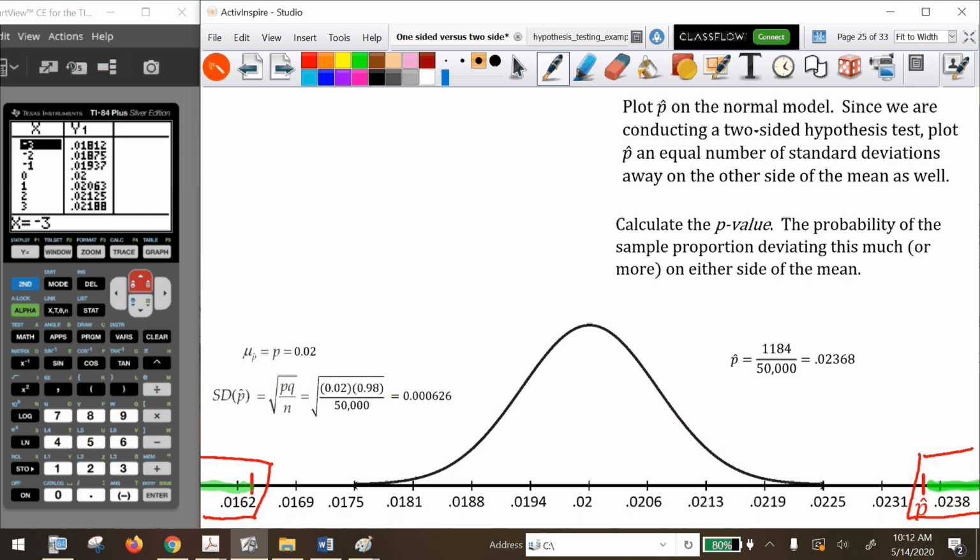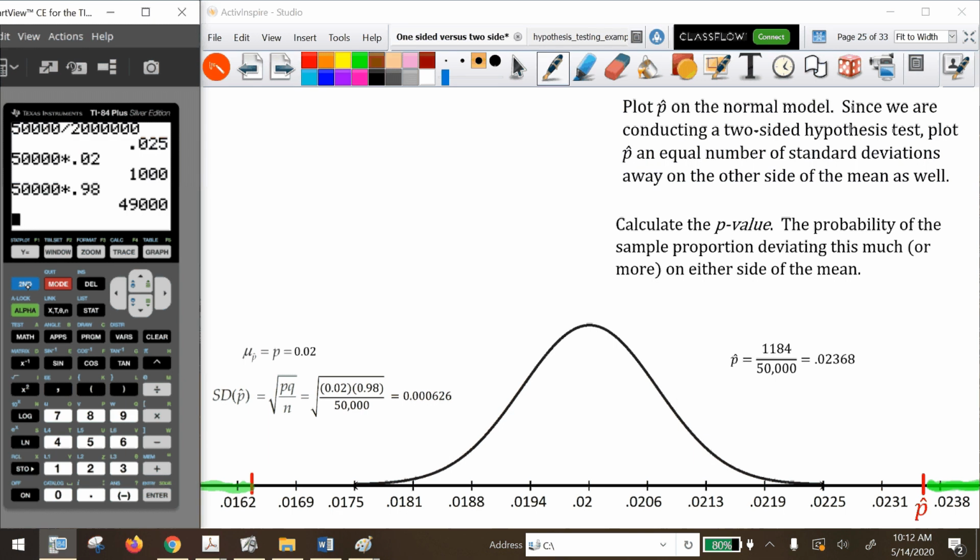I like to just find this area and then multiply it by 2 because this is completely symmetric. Okay, so to do that, we're going to use the normal CDF on our calculator, the normal cumulative distribution function. So I'd like to just go into second vars, second option there. I'm going to set my lower bound at that cutoff value 0.02368. The upper bound all the way at infinity. Our mean was 0.02. Our standard deviation 0.000626.